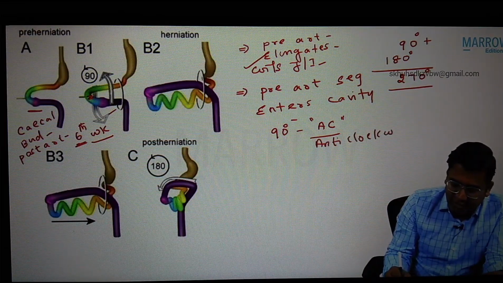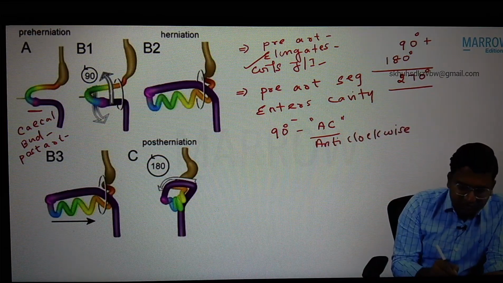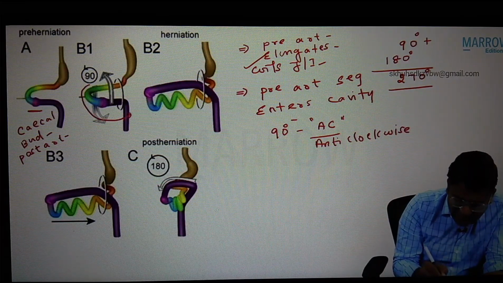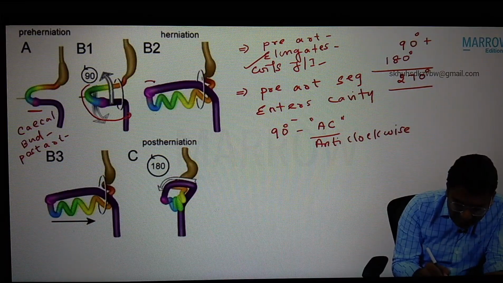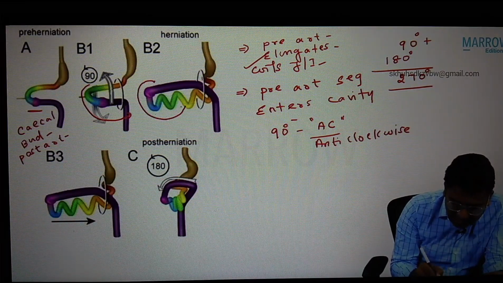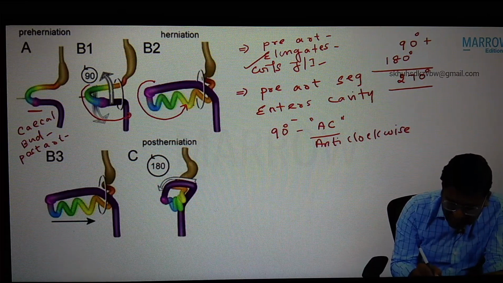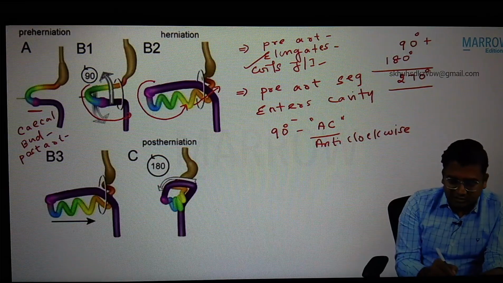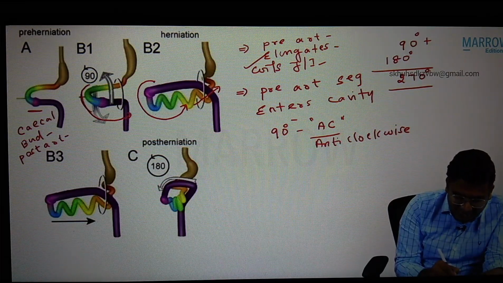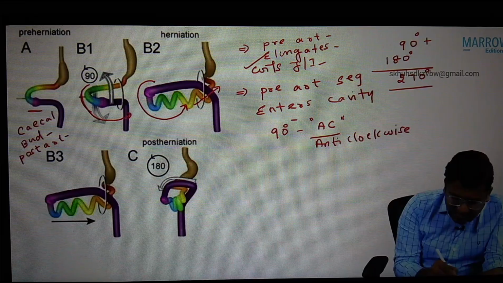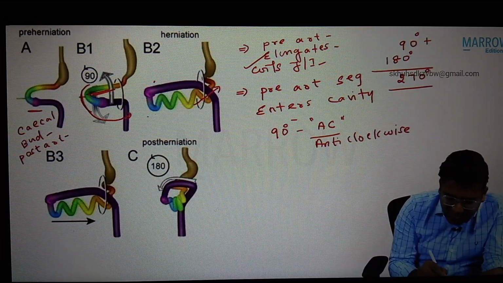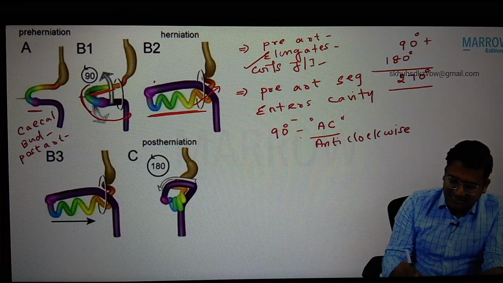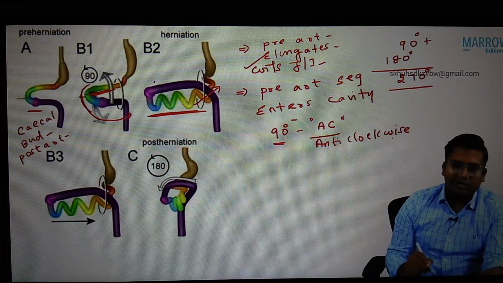In an anti-clockwise direction. See the diagram here. So the pre-arterial segment, see here, it is rotating in the anti-clockwise direction like this. Now the segment is present here. Now because of this rotation, the pre-arterial segment comes here and tries to enter the cavity. See, some parts are entering into the cavity. Is that clear? The pre-arterial segment rotates 90-degree. Okay. So pre-arterial segment enters the cavity and rotates 90-degree in the anti-clockwise side.